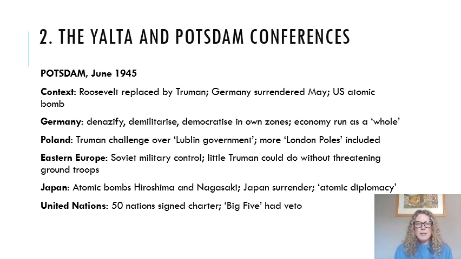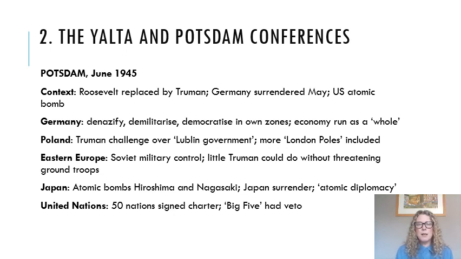So this takes place in June, and the Germans had unconditionally surrendered the previous month. What had also happened just before the Potsdam Conference was that the Americans had successfully tested their first atomic weapon, and that was partly a way, as we'll come on to later, to try to intimidate the Soviet Union.